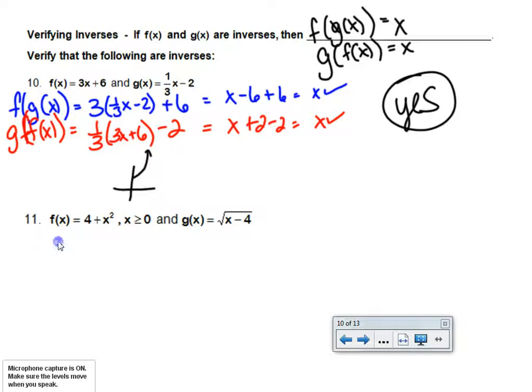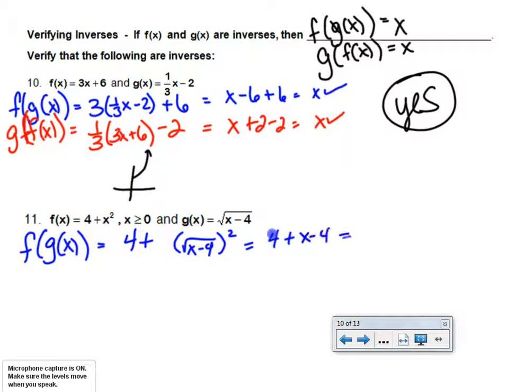So let's see if this particular problem is true. So let's do f of g of x. 4 plus something squared, and that something is g, square root of x minus 4. And when we square the square root, they cancel each other out. And 4 plus x minus 4 does indeed result in x.